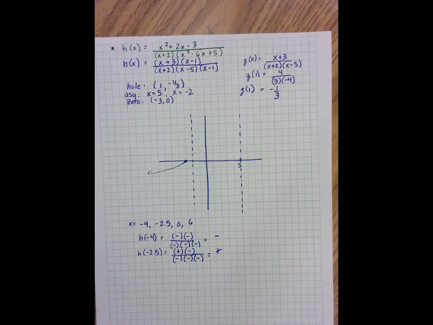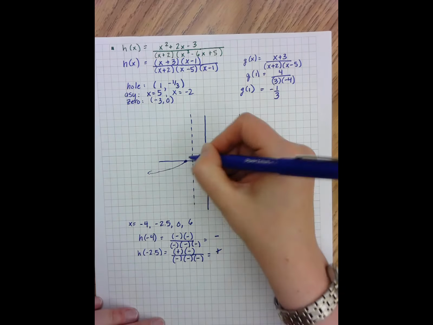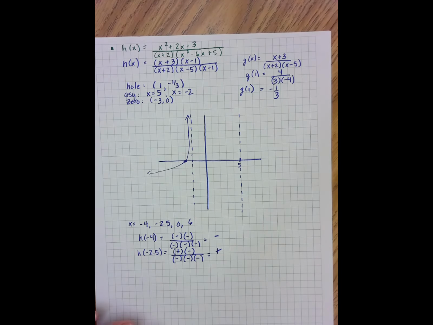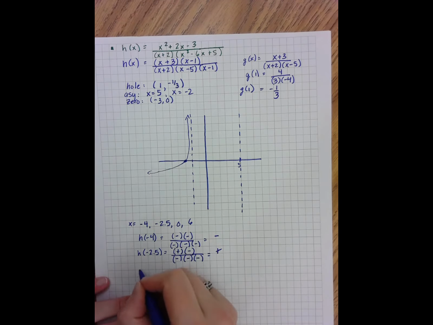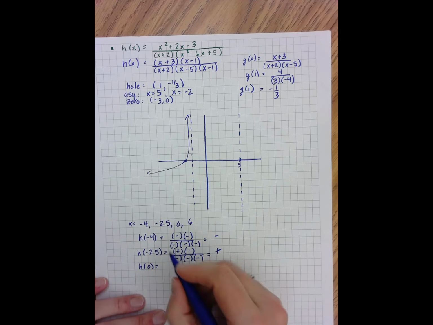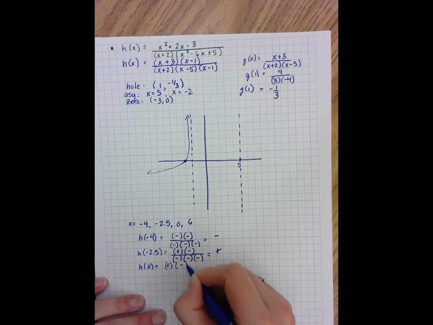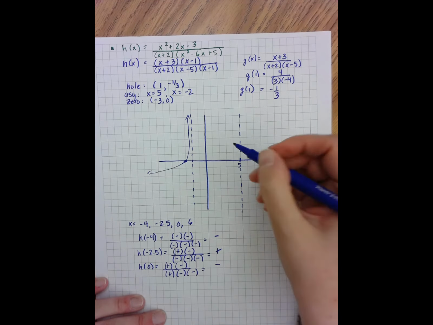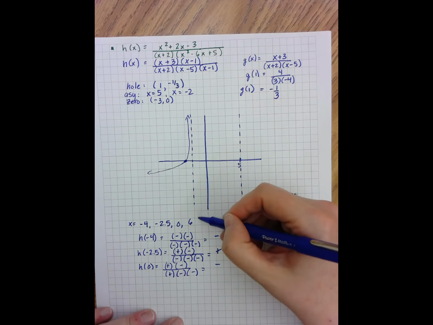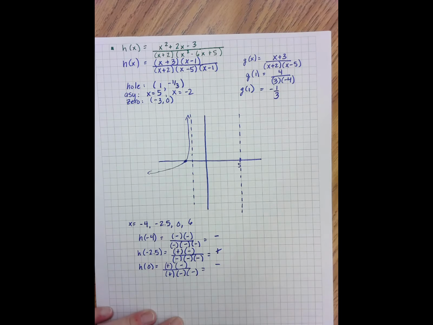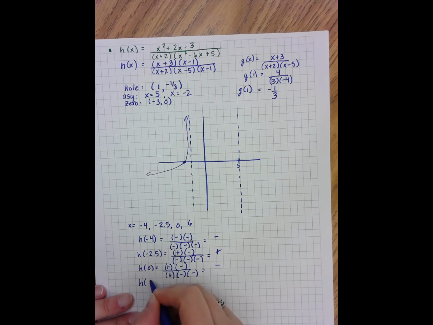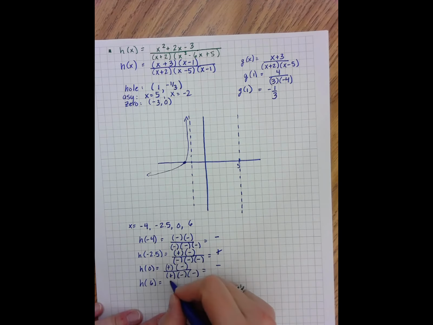Oh, sorry, technical failure. So that means I'm now above. Then I have h of 0, which gives me a positive, negative, positive, negative, negative, which is negative. So that means that I'm somewhere down here in this region. So we'll come back to that in just a second. And then h of 6. H of 6 is going to give me all positives.